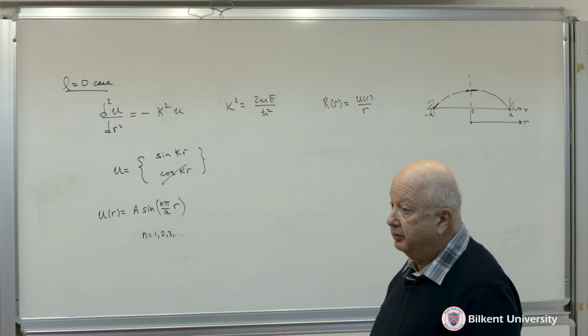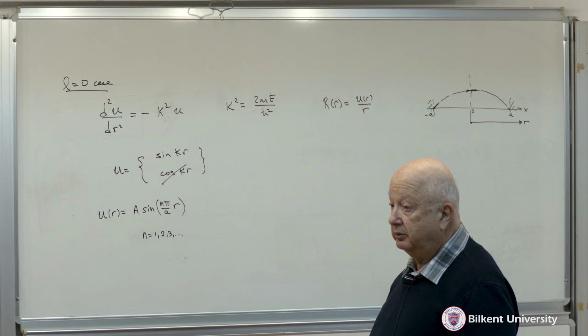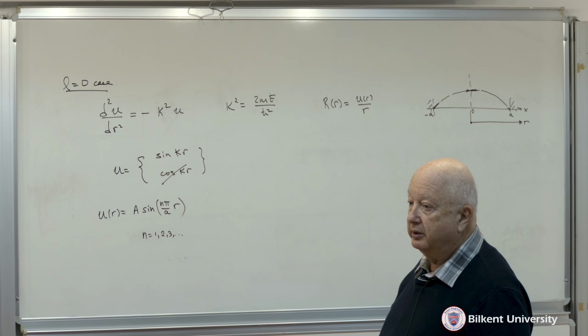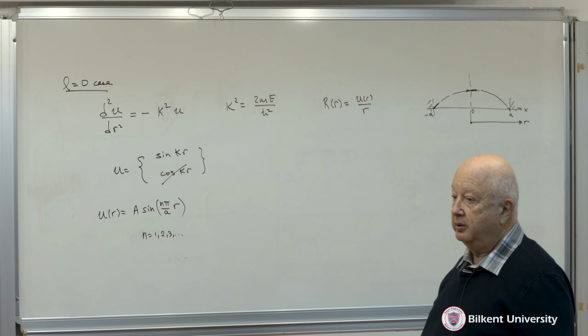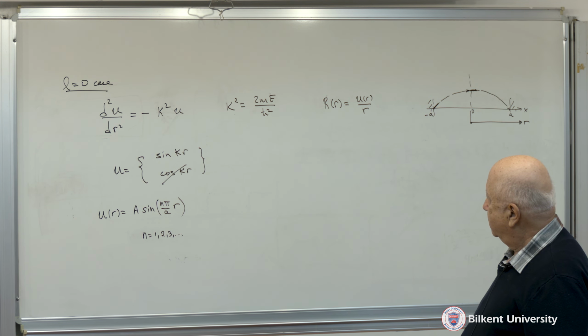Hocam, why did we cross out the cosine term? Because cosine over r would be 0 in the limit r goes to 0. No, cosine over r would diverge. Cosine goes to 1, right? Oh, yes. Okay, but sine is safe. Okay.